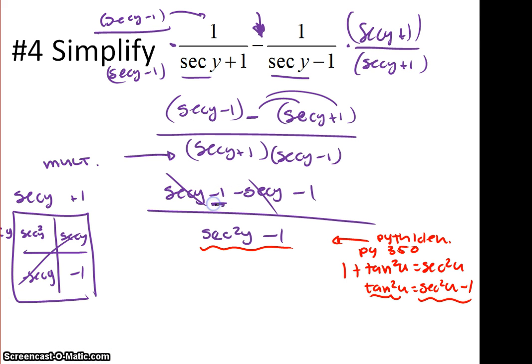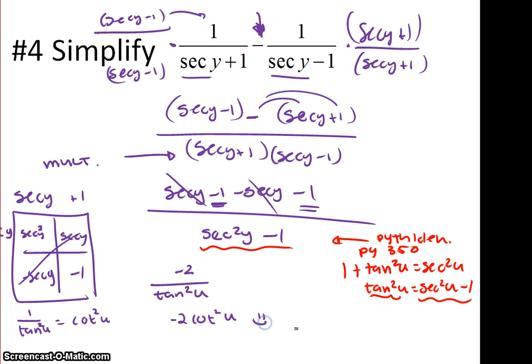In the numerator, I have the minus 1 minus 1, which is minus 2 over tangent squared u. And tangent is the reciprocal of cotangent, so this is minus 2 cotangent squared of u. Remember, the reciprocal identities: 1 over tangent of u is cotangent of u, and that is true with the squares as well. So it is the reciprocal, and I no longer have a fraction. I can't add any fractions to each other, and there's nothing to factor, so I am done. That is simplified. And on to problem 5.